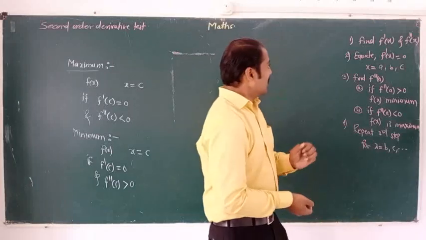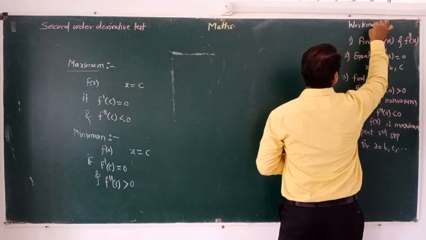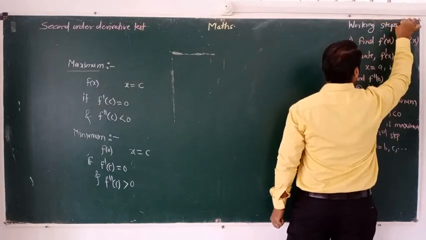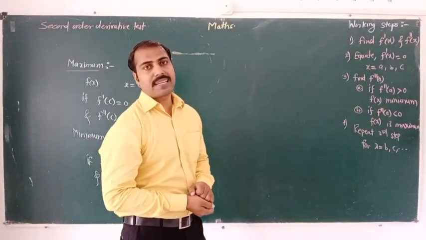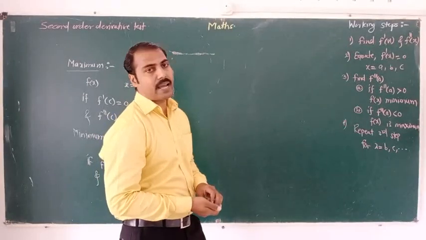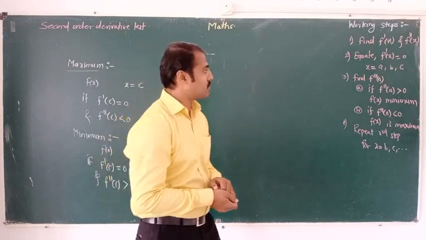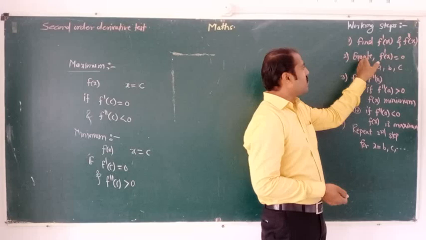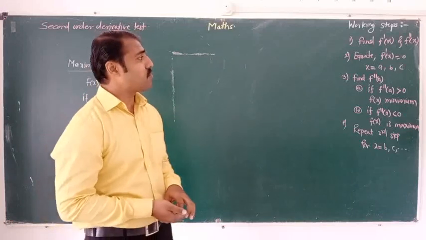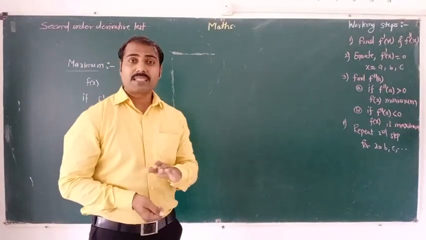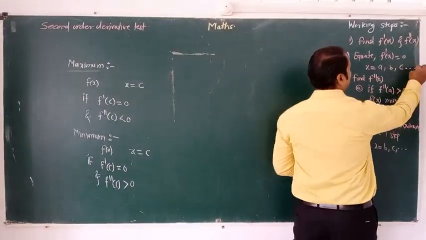Okay, so here are the working steps to solve the examples on maxima and minima. First, find f dash of x and f double dash of x. Second, for extreme values, equate f dash of x equal to 0. We get the values of x. Suppose the values of x are a, b, c and so on.